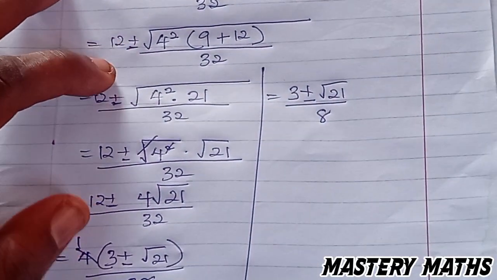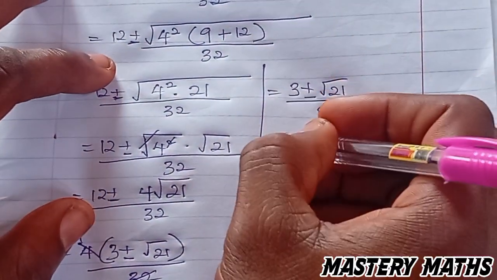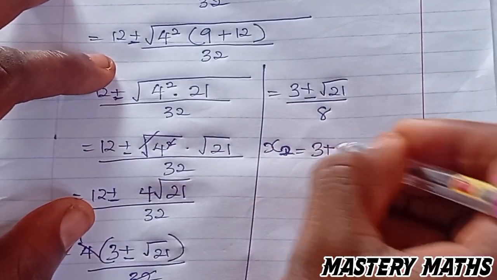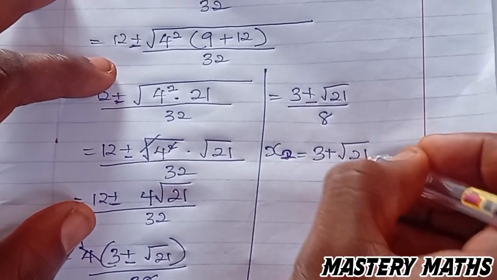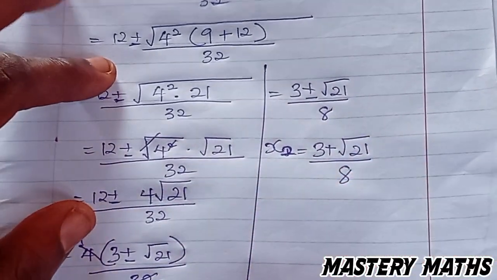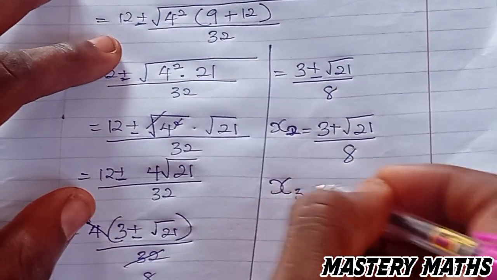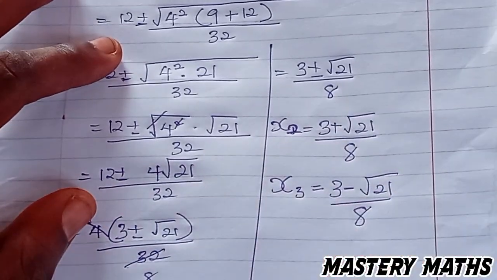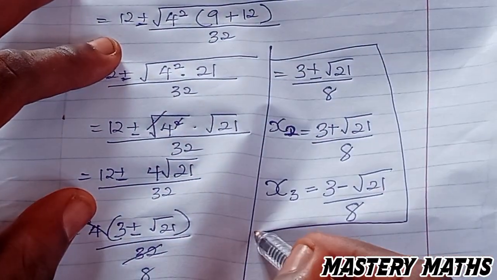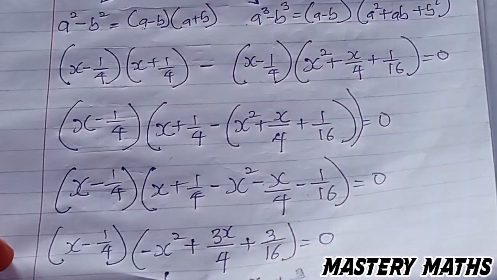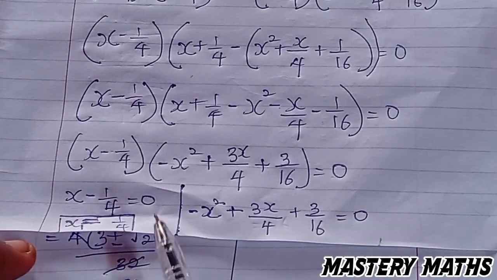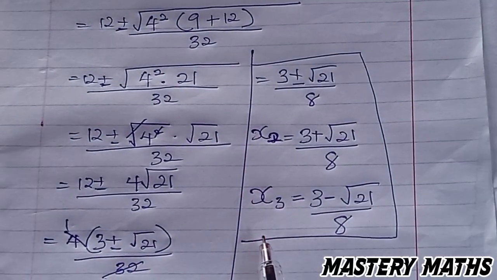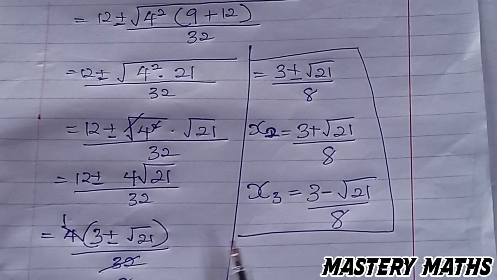Now, bringing the other side of it here, we'll have two things. It becomes x2, because already we have our x1. It will be 3 plus root 21 over 8. The third one will be x3, equal to 3 minus root 21 over 8. So this is the answer. Remember, we have our first one, which is our x1. If you can remember, we did our x1. Now we have our x2 and x3, which gives us the answer to our question.